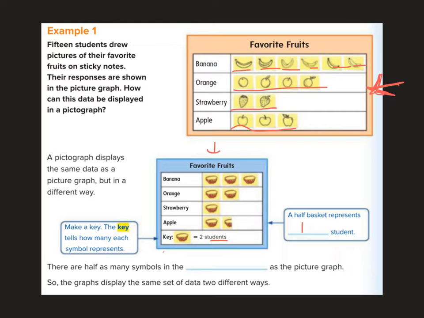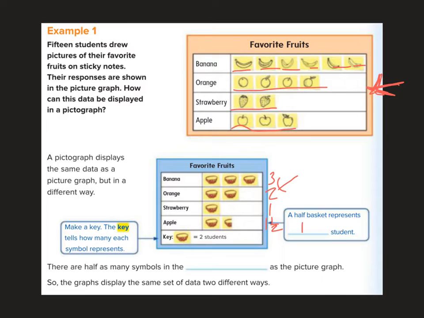Now, here's the biggest misconception I see a lot of students fall into. Okay, they're going through their Scantron test and they get something like this and they say, oh, okay, 3 people chose banana, 2 people chose orange, 1 person chose strawberry, and one and a half people? What? How do you have half a person? 1 and a half people chose apple.